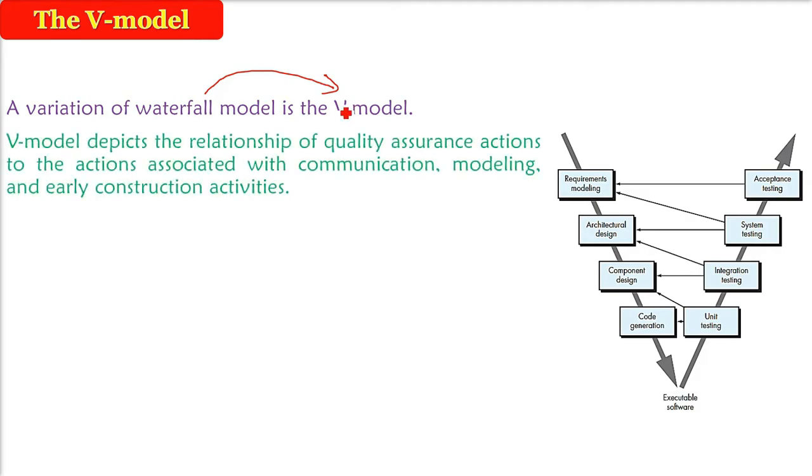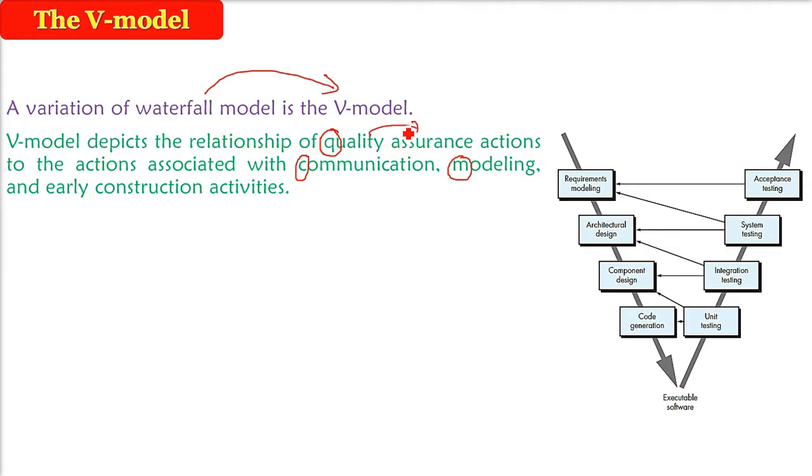So the V model is representing the relationship of the quality issues, quality assurance actions, which are associated with the different framework activities, right from the communication to modeling till the deployment, or before the deployment, that is the construction activity. So the V model is adding quality with every aspect or each phase of a waterfall model. I hope you got the idea. Waterfall model plus quality is the V model. How do we do this?